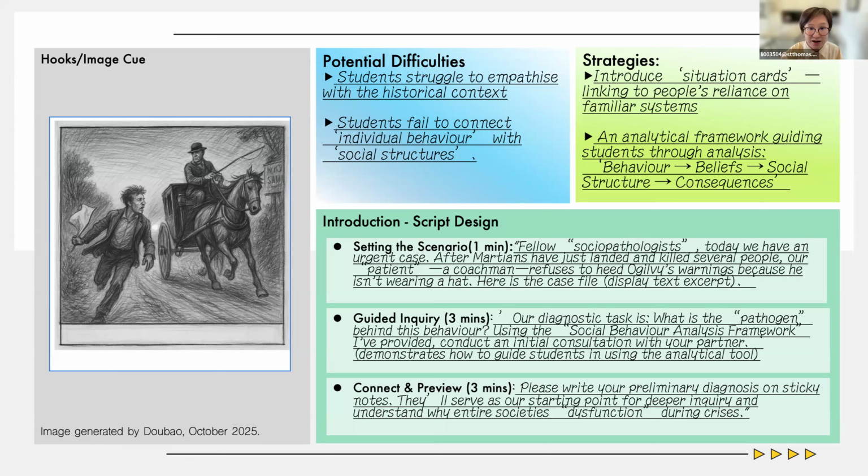Okay, so ensuring I have the right tools, like the specific analytical framework, ready from the start. The entire introduction script at the bottom is the result of that planning. It's a step-by-step execution script that flows from that strategy, logically moving from the setting of the scene to guided inquiry, and finally to quick formative assessment.